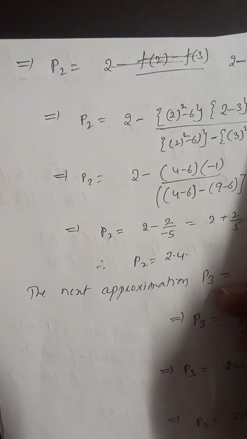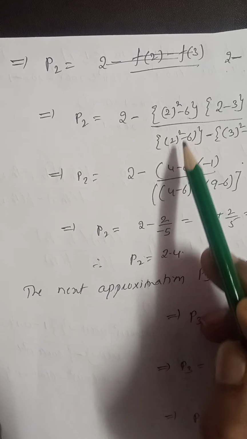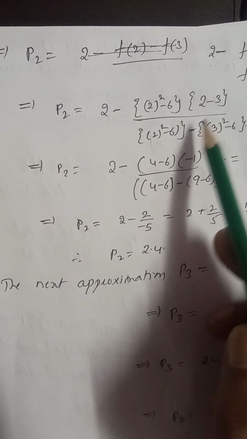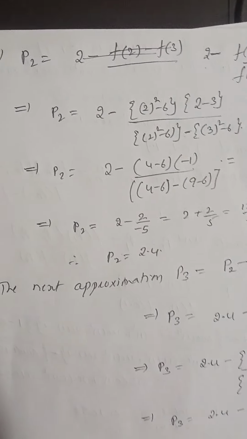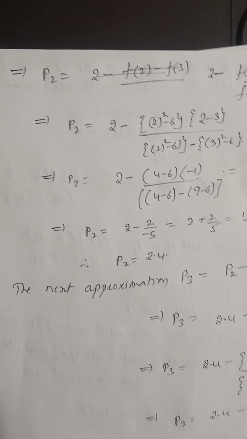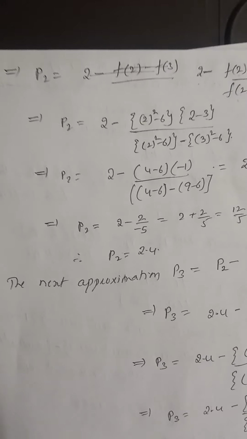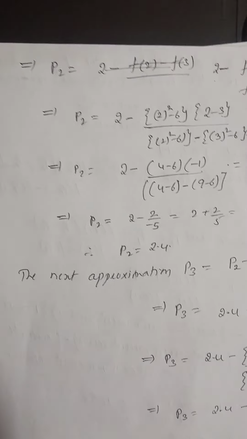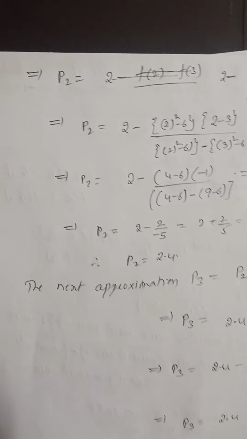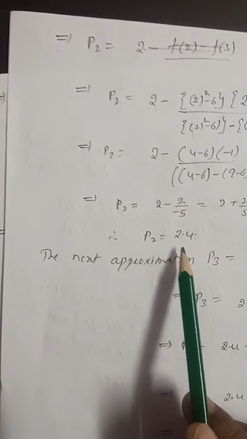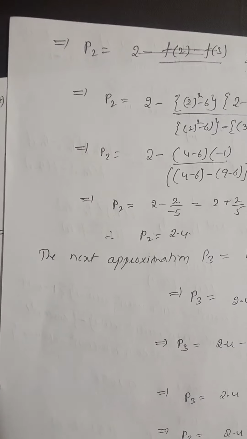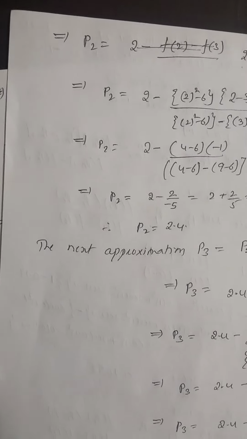Now f of 2 is again 2 square minus 6, the minus sign as it is. f of 3 is 3 whole square minus 6, because f of x is equal to x square minus 6. So that's why f of 3 is equal to 3 whole square minus 6. Now we are simplifying this one. We got p2 is equal to 2.4.